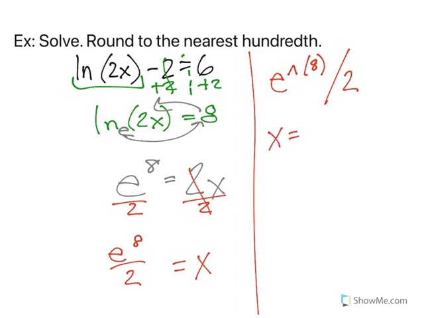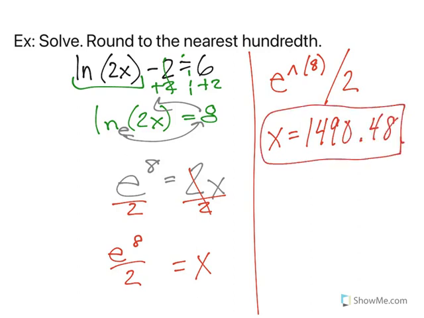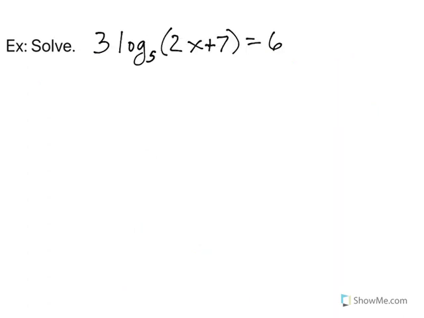But you're going to end up with x equals 1,490, and to the nearest hundredth, 48 hundredths. That's a pretty large number. And I put that back into my log. 2 times that number is positive, and so that is fine. I believe this is the last one.